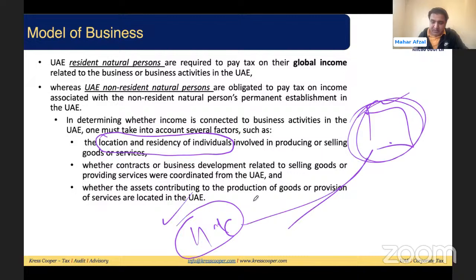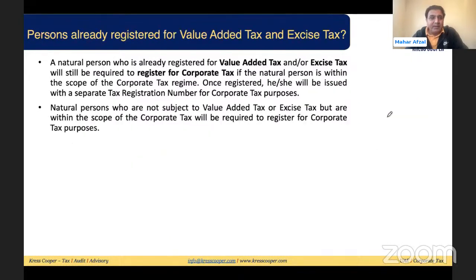Now they are asking, okay, this income doesn't pertain to UAE. No, this income pertains to the UAE because the assets, the factory, from which this revenue is being generated, those assets are in the UAE. This income needs to be taxed in the UAE as well. It doesn't matter wherever the individual is living. So I believe this is very clear.